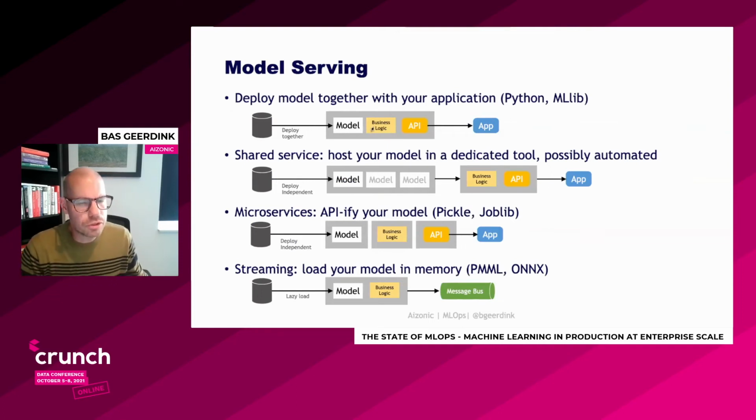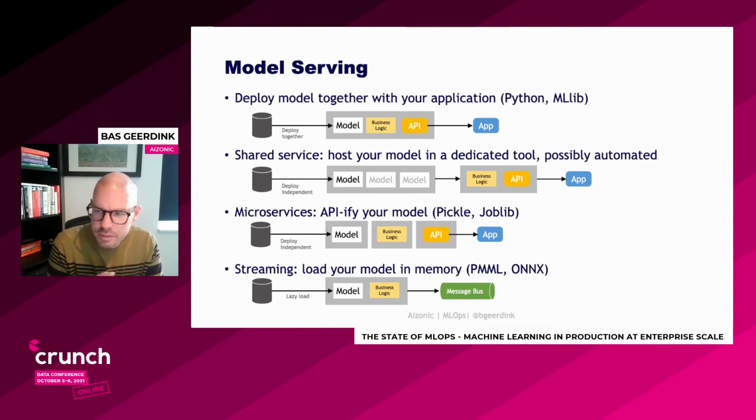To start with the first one, you could just incorporate this model file in your application. Let's say you have a monolithic application anyway, it still exists. Then sure. As I said, your model is just a file. So it will get a place somewhere in the backend of your application, together with other business logic, other code, other API code, etc. And it will eventually end up in an app with your users.